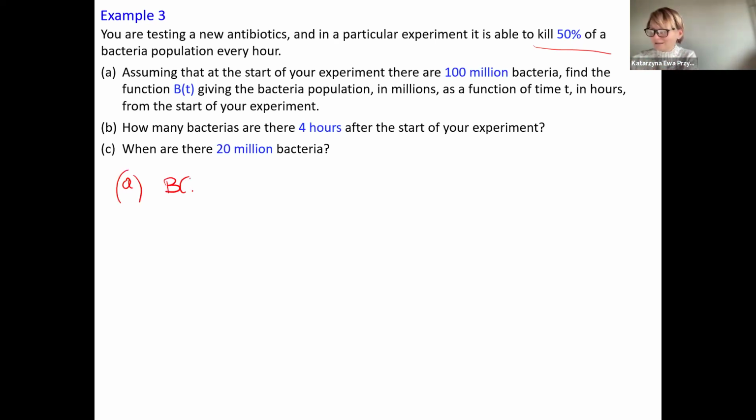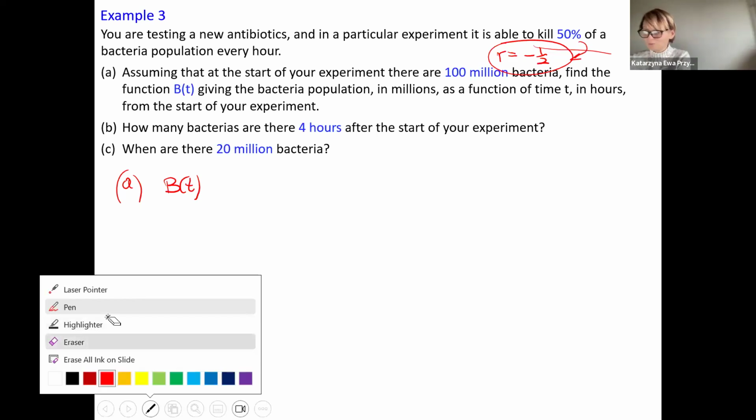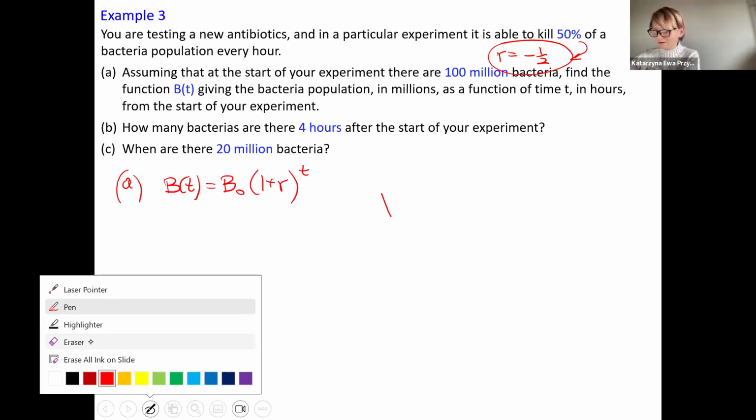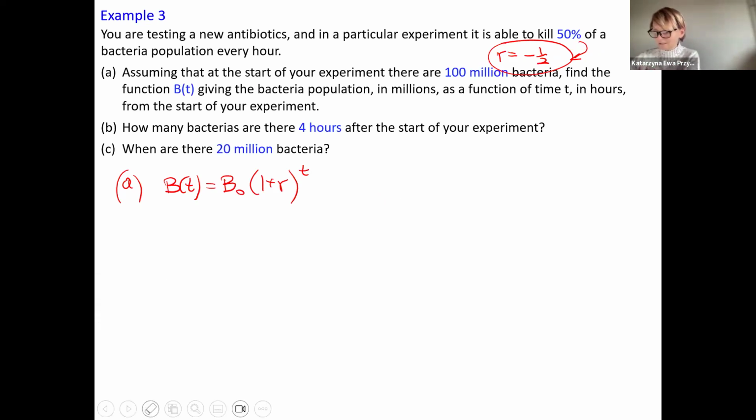Okay, it's decreasing, so we can say that the rate is negative 1/2. 50%, half. Yeah, we do have a rate. And we can say initial population times 1 plus the rate to the power of time. Yes, we remember this. Okay, what is the initial population? Do we know the initial population?